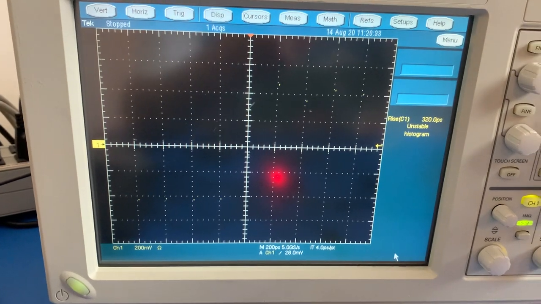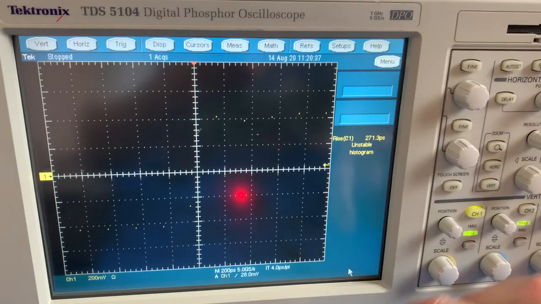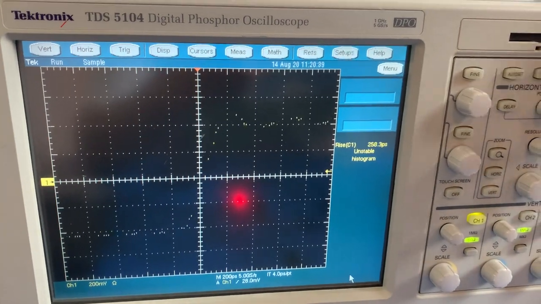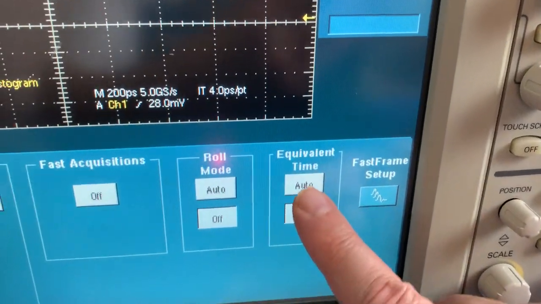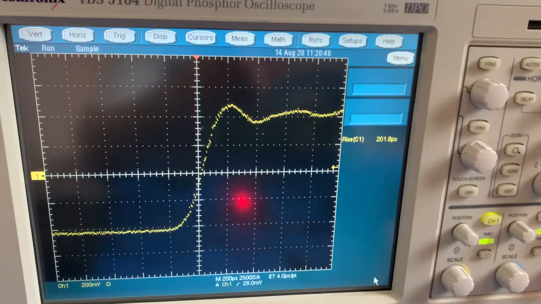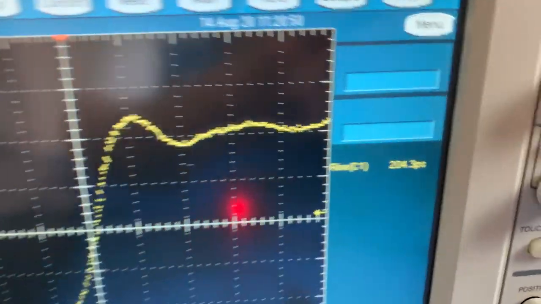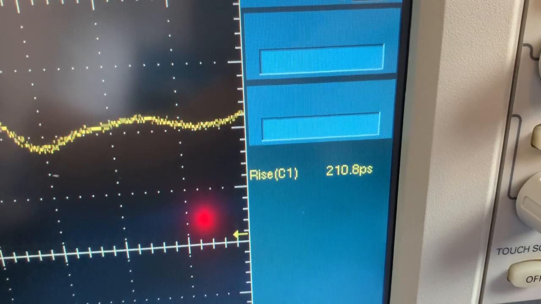So that's just normal, straightforward sampling. And the feature I wanted to show, let me put this back into run mode, is this equivalent time mode. If I turn this on to auto, then all of a sudden we have many more samples. And in fact, I think the rise time measurement might get a little better with it in this mode.